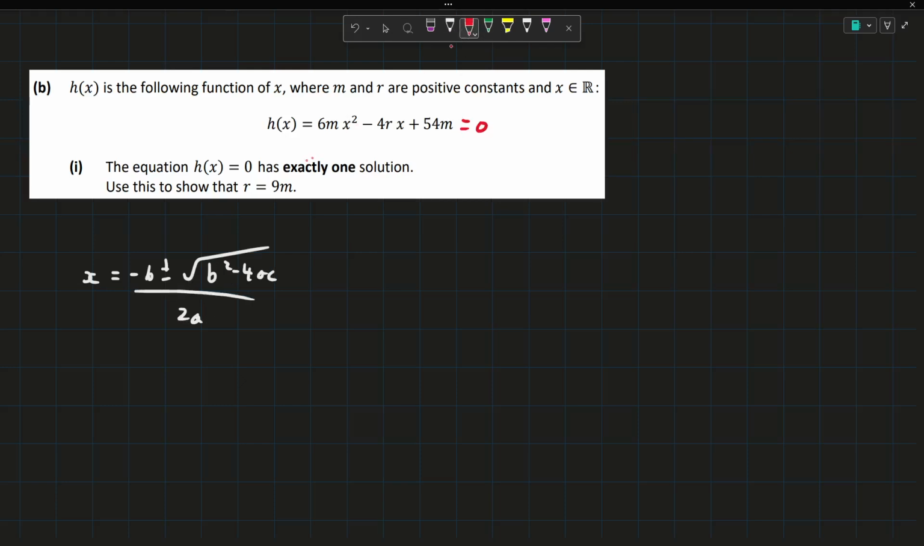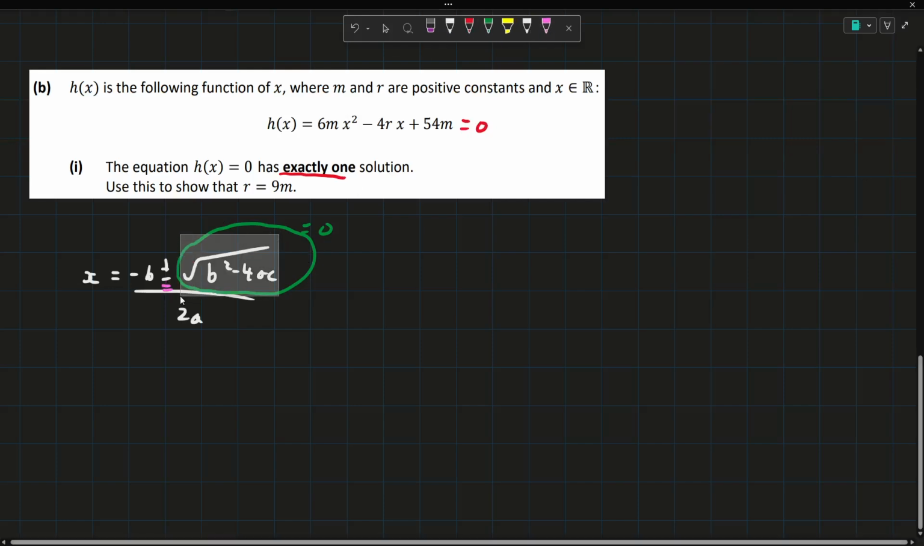Now if this has exactly one solution, what that means is that, see this part here? This is going to be equal to 0. Because obviously you can see we have plus or minus. So if this was anything other than 0, then we'd have one answer as plus that number and another answer as minus that number. That's two answers. But if this big square root thing is equal to 0, well then it's plus or minus 0, plus 0, minus 0.